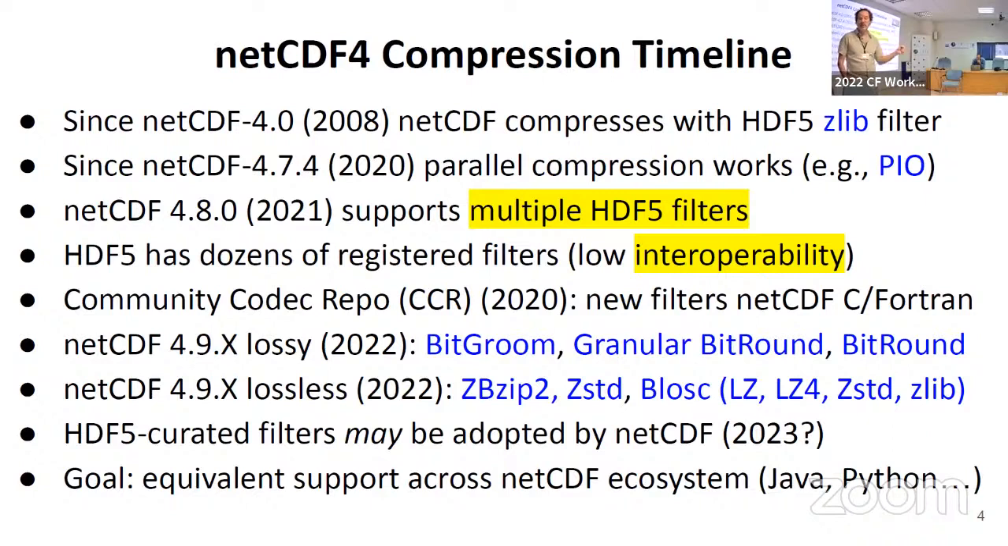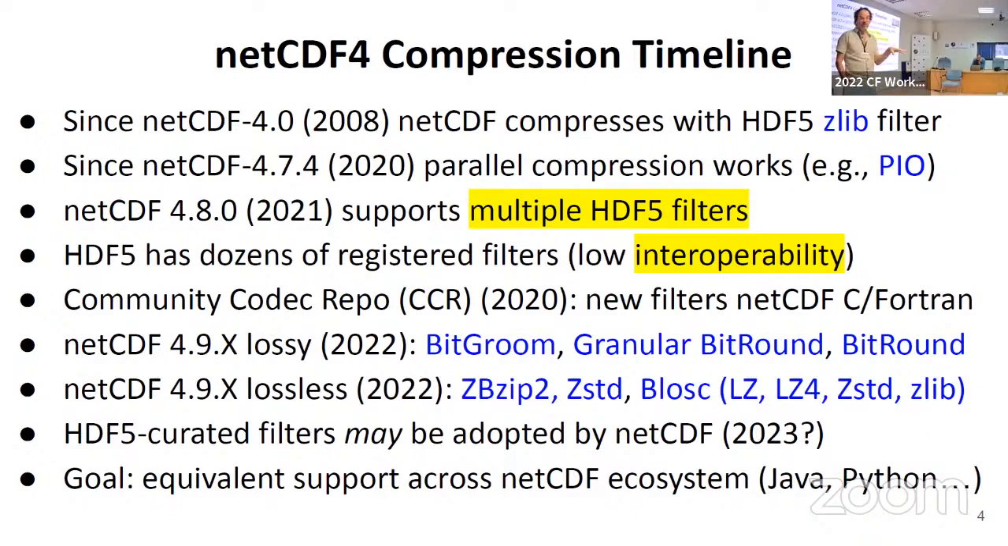And then most recently, the exciting stuff that we're going to spend the rest of today's talk on is that this year in the netCDF 4.9 releases, that C library, and Java and Python support these lossy codecs. The names bitgroom, granular bitround, and bitround are going to come up again and again, so they're in blue. This latest series of netCDF releases also introduced new fully supported lossless compressors that I won't say much about. Their names: bzip2, Zstandard, Blosc, which includes its own versions of Zstandard and zlib.